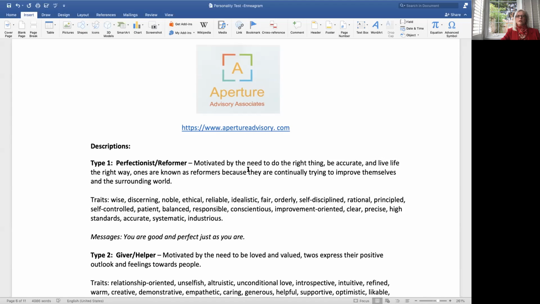Keep in mind that that type is typically motivated by the need to do the right thing, to be accurate, and really live the right way. So this person is typically filled with very high principles and values, and they're often known as reformers because they're not only trying to improve themselves, but they're trying to improve the world around them. And that would include your workplace environment.